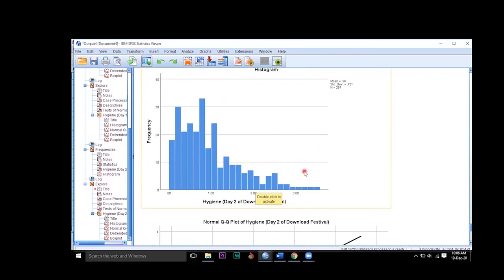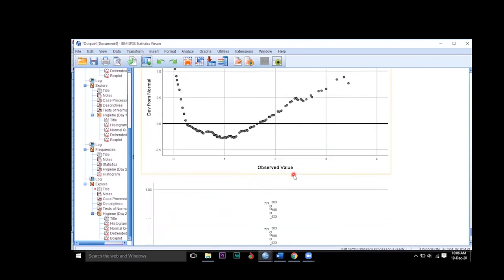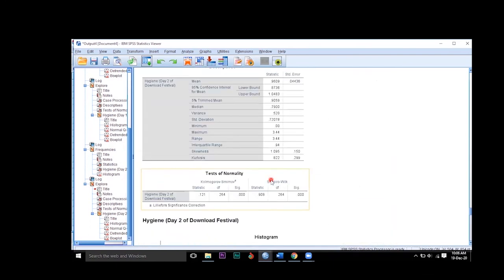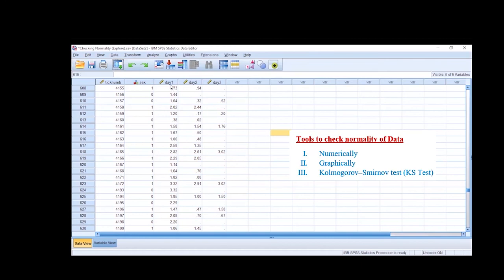So the histogram also shows the data is non-normal, and the QQ plot again shows that almost more than half of the data points are away from the line. That's why this data is non-normal. There are so many issues with this data, so we are sure that our data are non-normal. Dear friends, we have proved that the day 1 data was earlier non-normal because of the presence of the outlier. When we remove the outlier, the same data is normal.